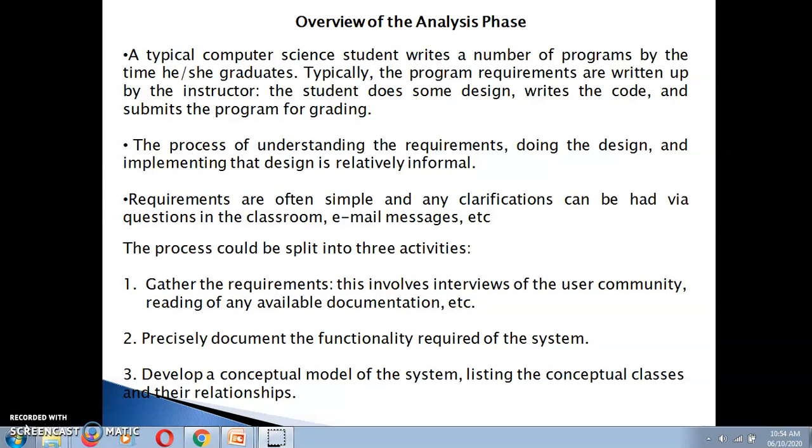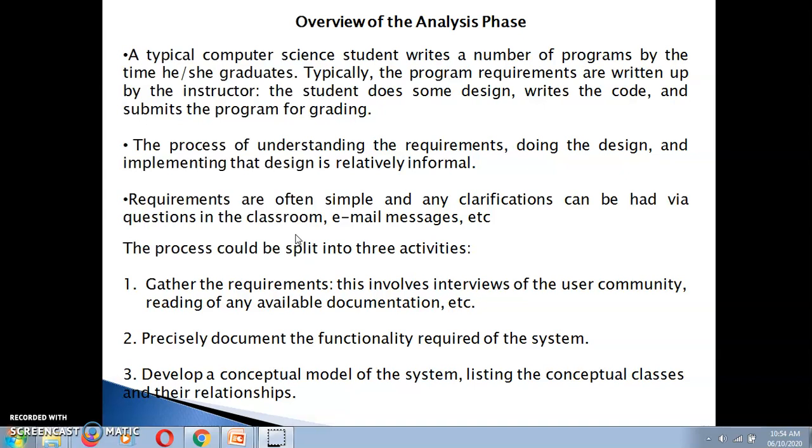When you want to analyze any system, you need to keep these points under consideration: gathering the requirements, precisely documenting the functionality required of the system, and developing the conceptual model of the system, listing the conceptual classes and their relationship.